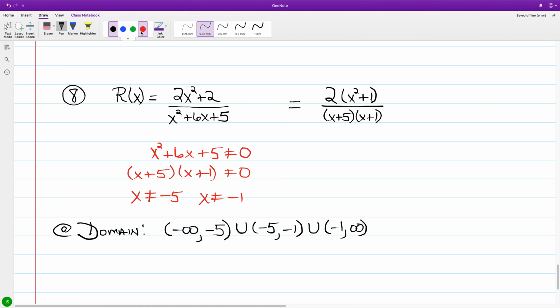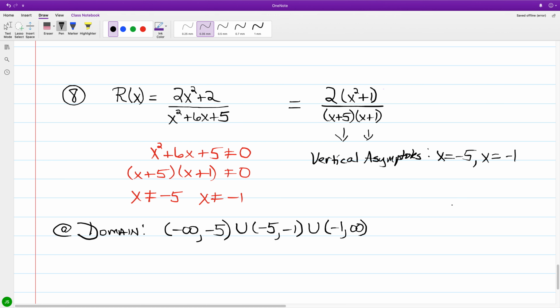And so in the lead up to part B, it follows that since x plus 5 and x plus 1 remain, we're going to have our vertical asymptotes, which will both be at negative 5 and negative 1. So we have vertical asymptotes x equal to negative 5, and also x equal to negative 1.